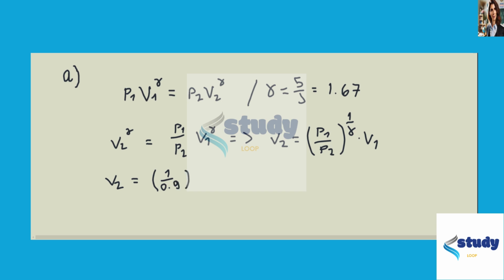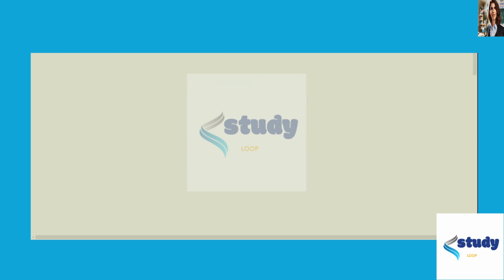1.9, and then we will invert. This will be to the power of 3 over 5, times 2 times 10 to the third power meters cubed. When we put these values into a calculator, we obtain that V2 equals 2.13 times 10 to the third power meters cubed, and this is the answer for part A of the problem.